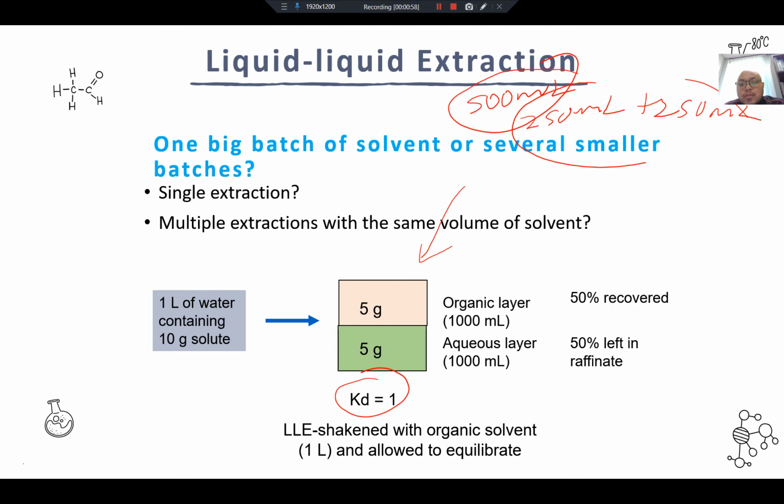Where is my mouse? Oh, it goes missing. Okay, here is my mouse. Okay, so if you look over here, only 50% recovered if you do it once. Okay, let's say for example you do it 2 times. It means that you extract with 500 ml and then you extract with 500 ml again.